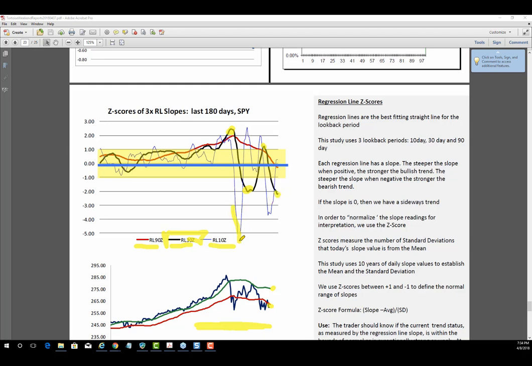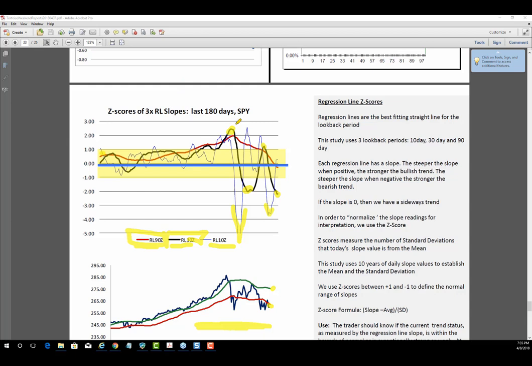And you can see how fast the RL10 changes, and you can see how slow the RL30 changes. That's really the longer term. This is almost like a triple screen of the regression line slopes. And with the 30 being right in the middle, that sort of gives me the primary signal. The other two is the longer term and the shorter term one for timing.